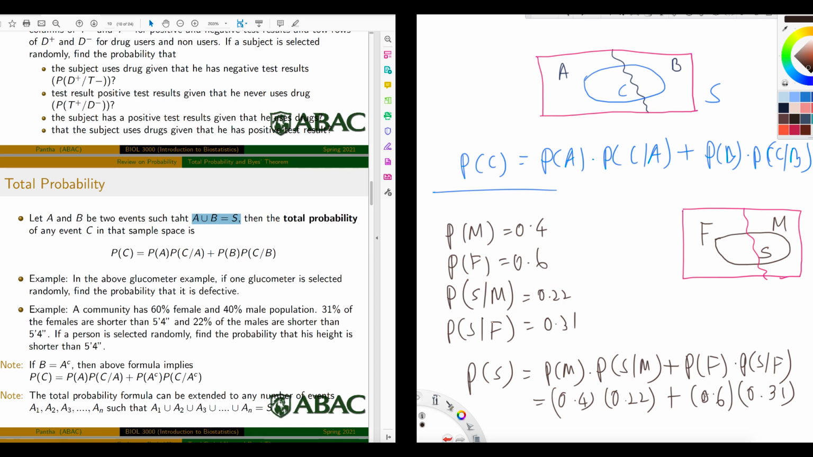If you use a calculator, 0.4 times 0.22 plus 0.6 times 0.31, this is what you get: 0.274. That is a 27.4% chance. There is a 27.4% probability that if you pick a person randomly, you will get a person shorter than 5 feet 4 inches. Okay, that is the solution of the second example.